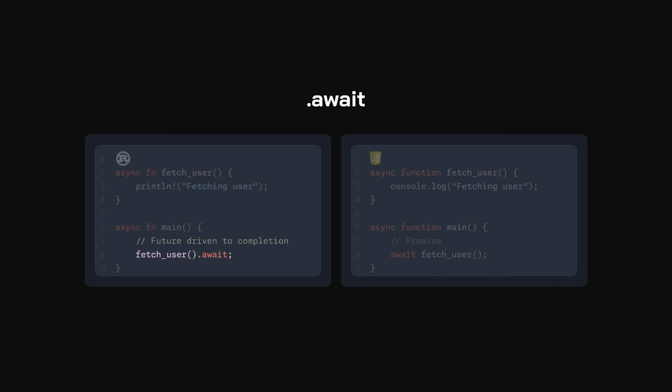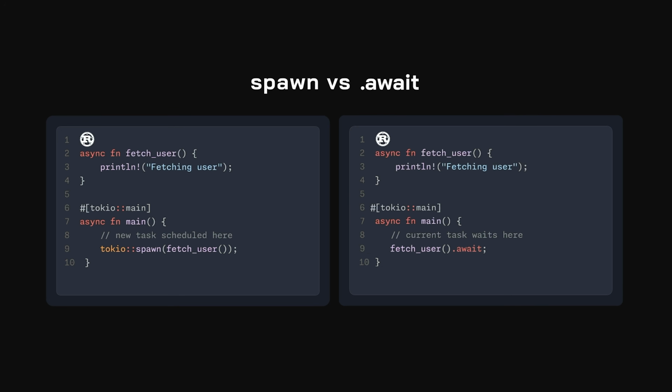But if you recall from the last section, we showed tokio::spawn, and now we're showing await. Let's compare these two. We have spawn on the left and await on the right. Both seem to be doing something to drive futures forward. But which syntax is correct? They're both correct.